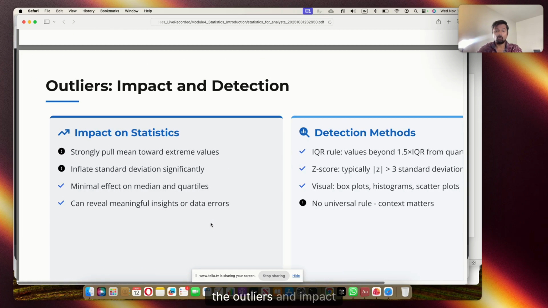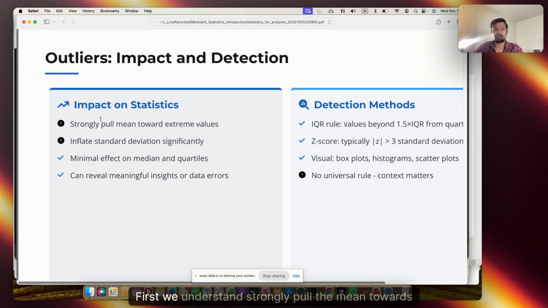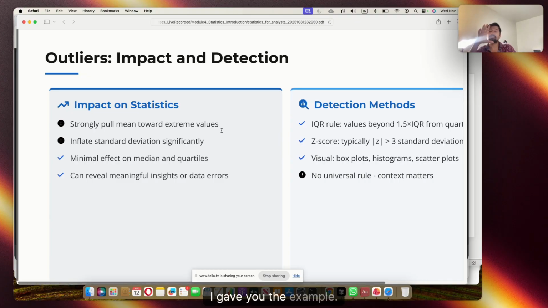Now the outliers' impact and the detections. Impact on the statistics, first we understand. Outliers strongly pull the mean towards the extreme value. I gave you the example.